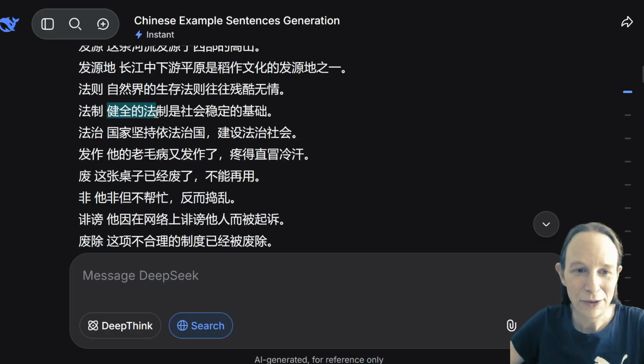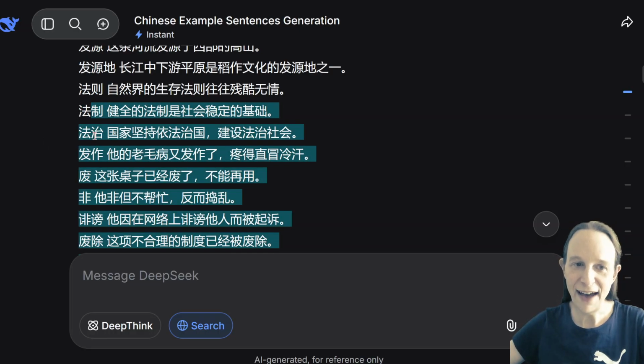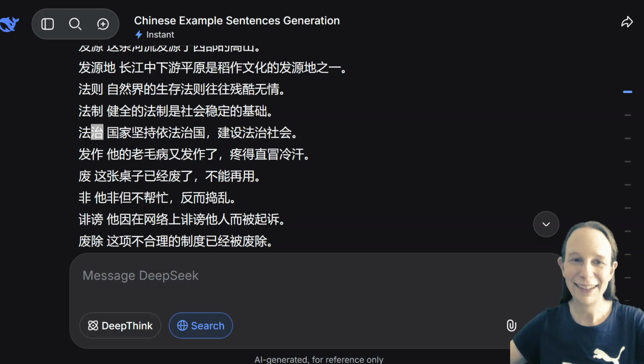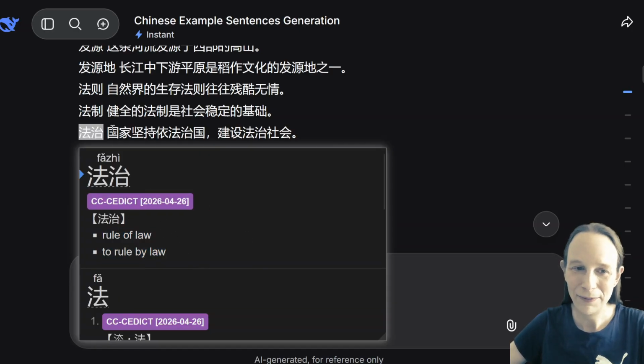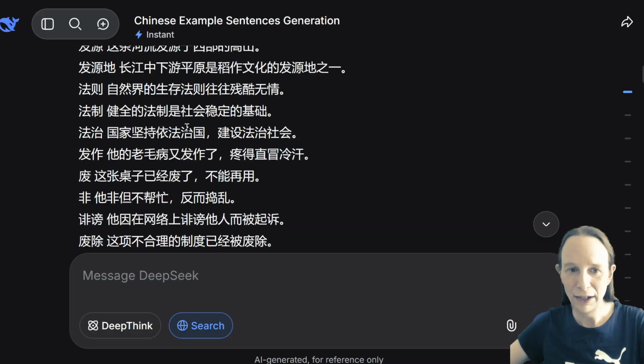OK，健全的法治是社会稳定的基础。This is another 法治. So this 法 is the same 法, but this 治 is more like administration or the carrying out of the 治. This is the system, this is the administration of 法, the rule of law. 国家坚持依法治国，建设法治社会. Yeah, so 依法, in accordance with the law, 治国, administer the country. Yeah, 建设法治社会, a society that's ruled by law.